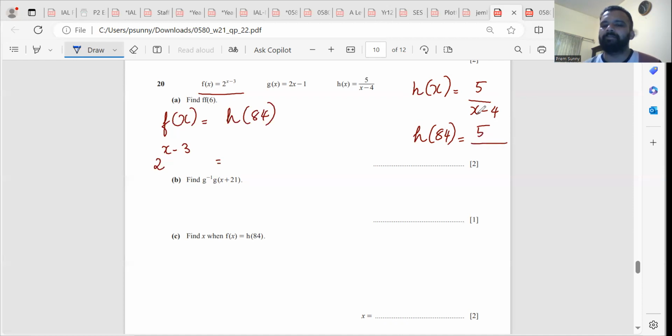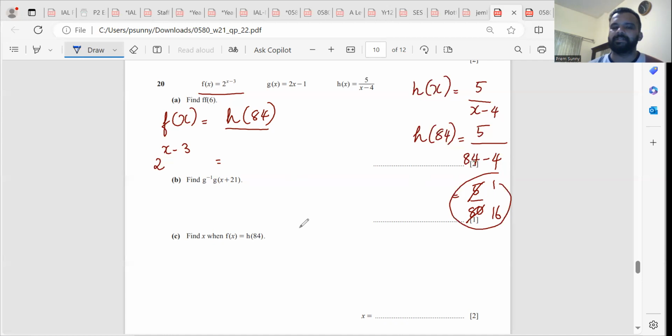So 5 divided by, instead of x, we replace it with 84. 84 minus 4 is 80. 5 divided by 80. So h of 84 is equal to 5 by 80, which can be further simplified as 1 over 16. 5 times 1 is 5, 5 times 16 is 80. So now I got my h of 84. h of 84 is 1 over 16.